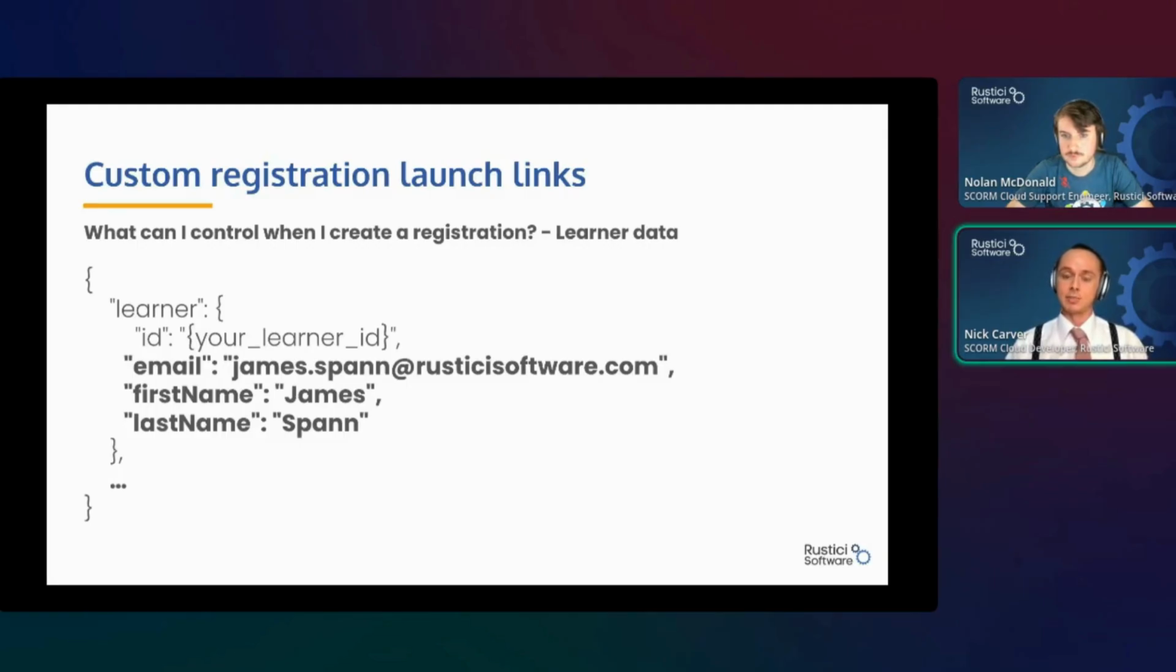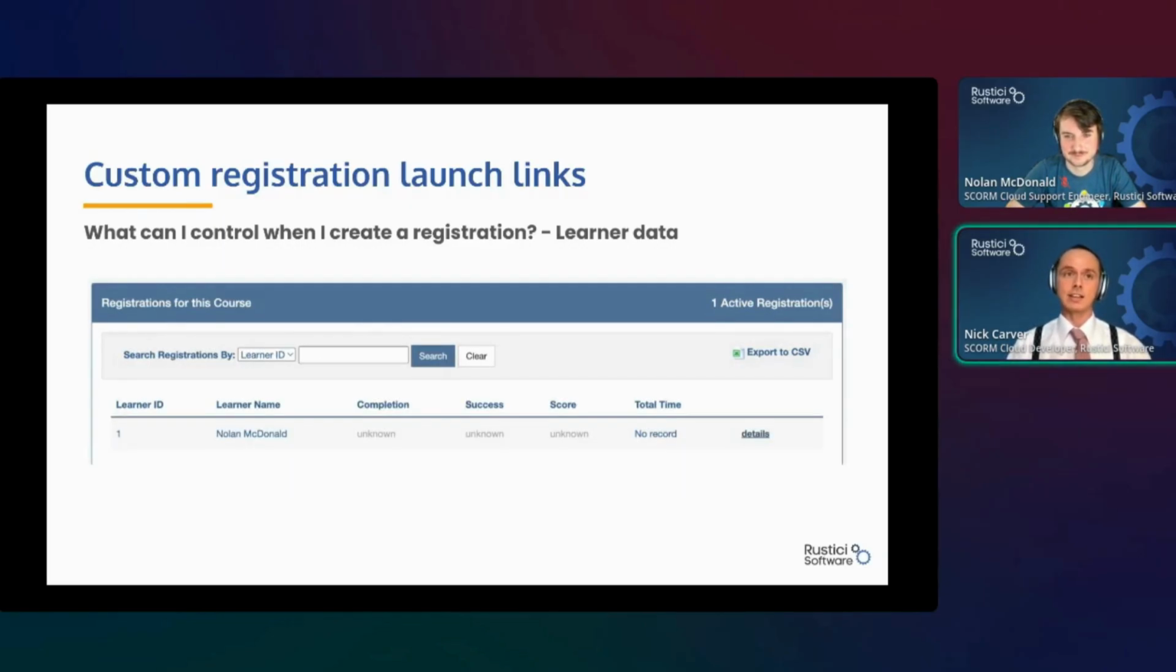But like Nolan was saying, if learner privacy is at the core of your business or the core of your product, you can keep that learner data in your application and just reference it with a learner ID. That's just a benefit of only needing the ID to create the registration. You don't have to provide the name and the email. But if you do, we've seen this already, in SCORM Cloud you can see the learner name. And if you export the report, that'll be available to you as well.